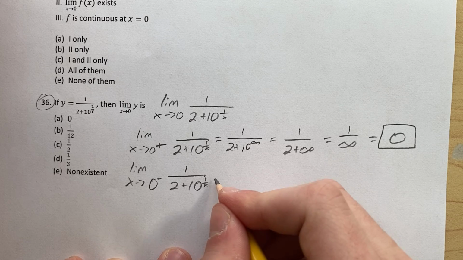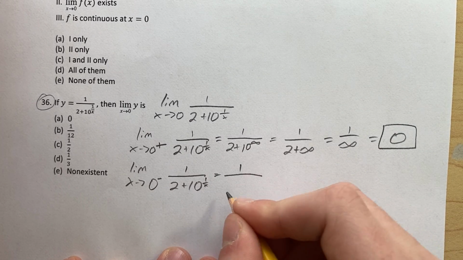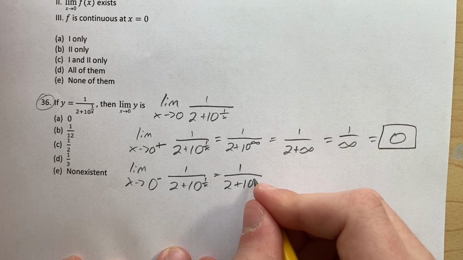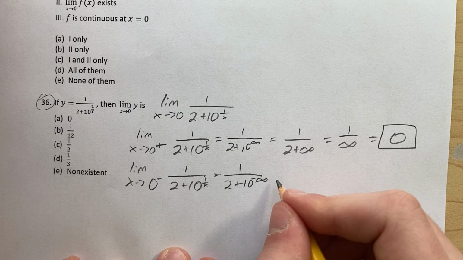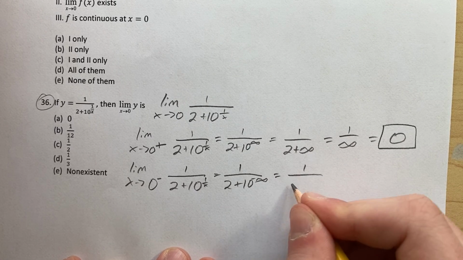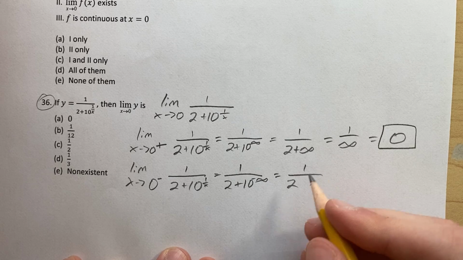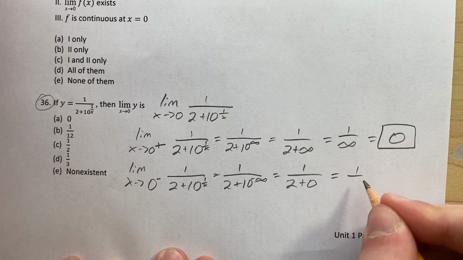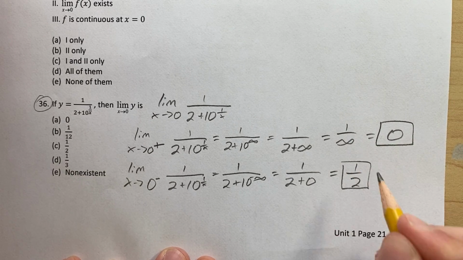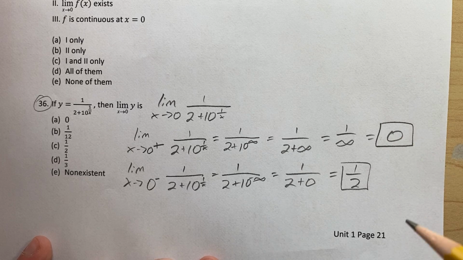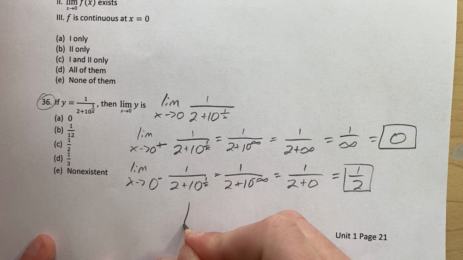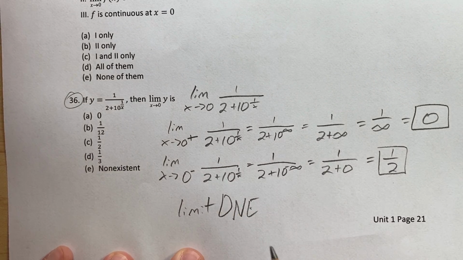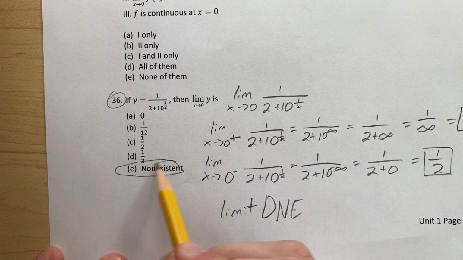The left branch, 1 over 2 plus 10, and this time it's going to be negative infinity since you're approaching it from the left. And so you'll have 1 over 2, and 10 to the negative infinity, it's going to get closer and closer to 0, so you'll have plus 0, and the left branch is going to be 1 over 2. So if the limit from the left does not equal the limit from the right, then you can say confidently that the limit does not exist for the function. And that would give you E.